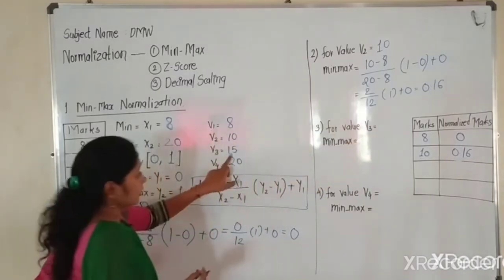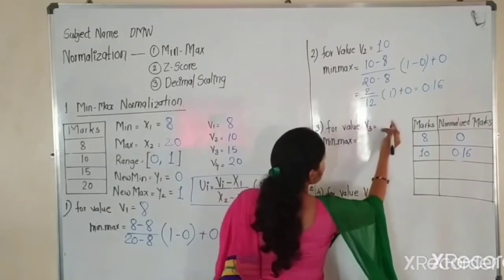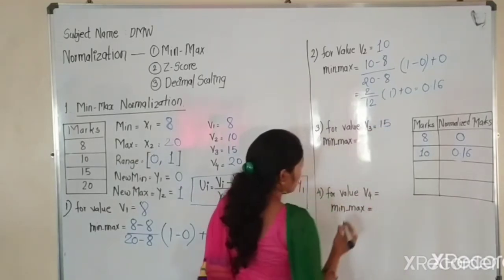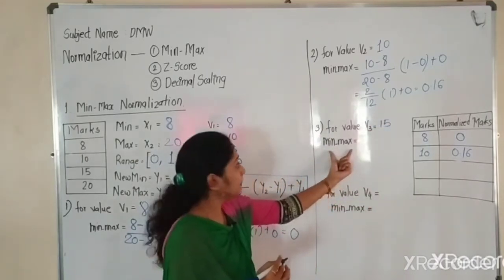Then next thing, v3. What is the value of v3 we have? It is 15. So 15 is the value. The same formula we have to apply.